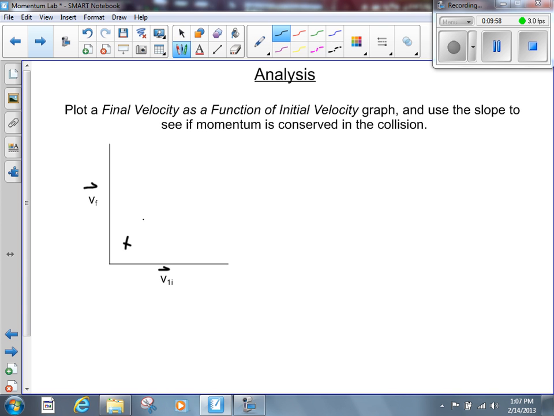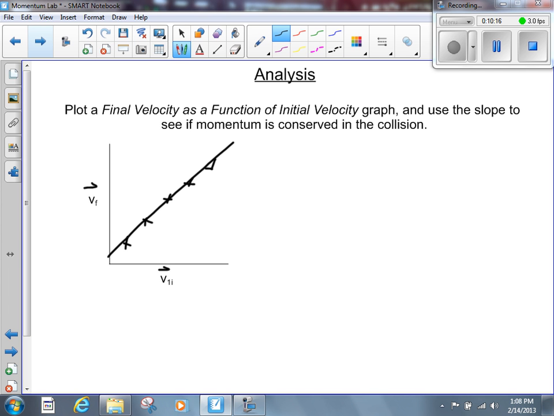When you plot that graph, it should be a straight line. If it is, I want you to draw a line of best fit. Then I want you to do something that you've never done before with a graph. You're going to determine what the slope means.